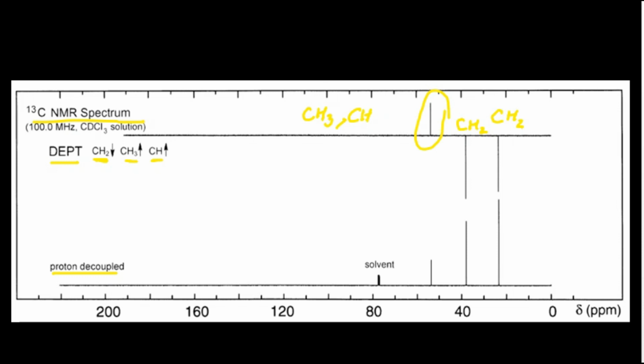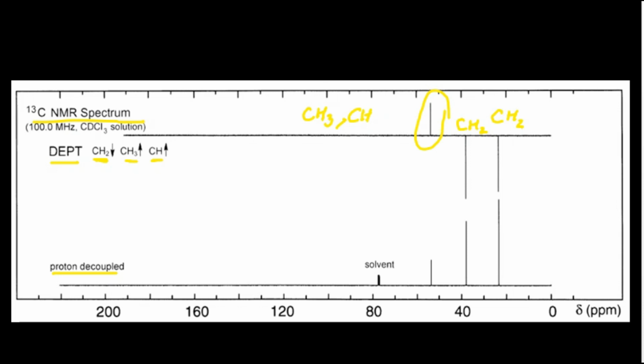Now the proton decoupled spectrum. The proton decoupled spectrum is the spectrum that tells you how many types of carbons are present. In the DEPT, you got three kinds of carbon. But it may be possible that another kind of carbon is present which is not directly attached to any hydrogen, and the DEPT does not give us this kind of information. It only tells you about three kinds of carbon atoms. But in the proton decoupled spectrum, you also get the information about whether a quaternary carbon, meaning a carbon that is not attached to any hydrogen, is present or not.